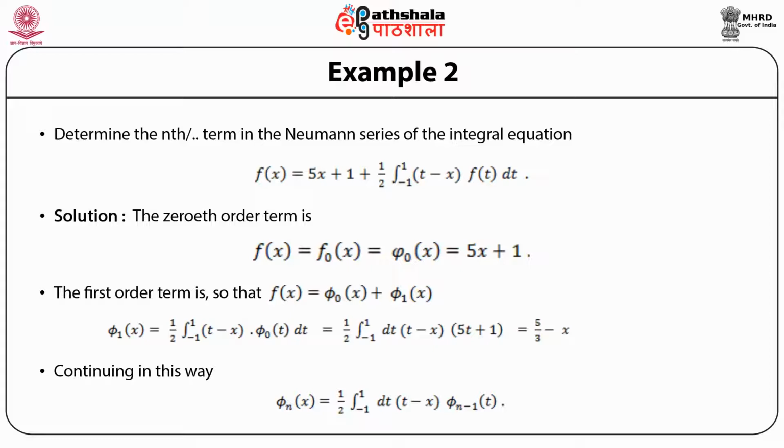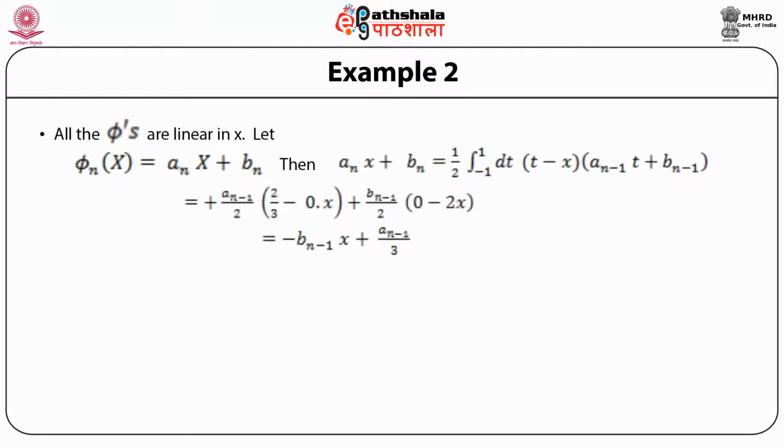Continuing in this way, phi n(x) is equal to 1 half integral minus 1 to 1 over dt of (t minus x) multiplied by the function phi n minus 1(t), where phi n minus 1 is the phi correct to nth order. All the phi's, remember, are linear in x. So let's write phi n(x) to be an x plus bn. Since all phi's are linear, they are all of the type ax plus b. So let us write phi n(x) is equal to an x plus bn.